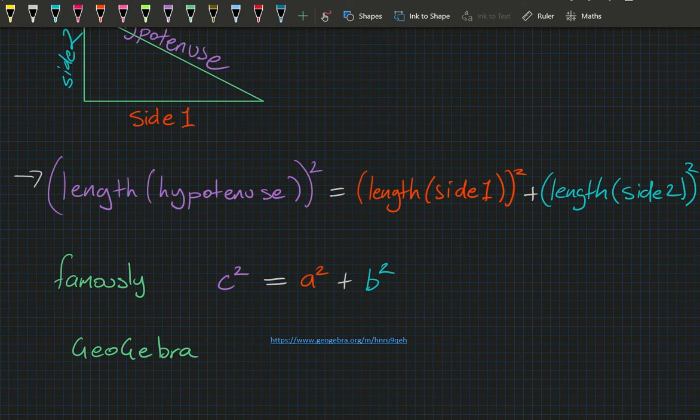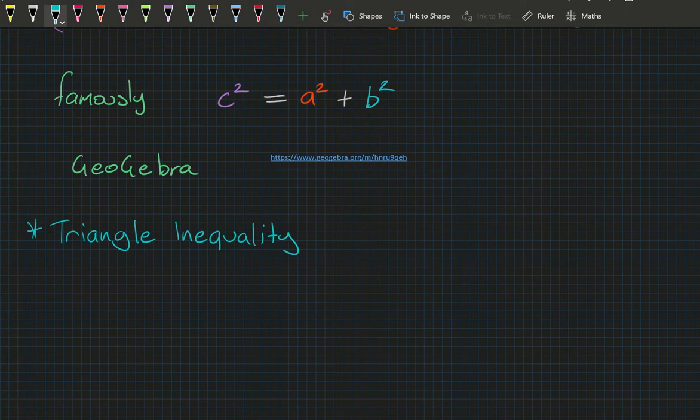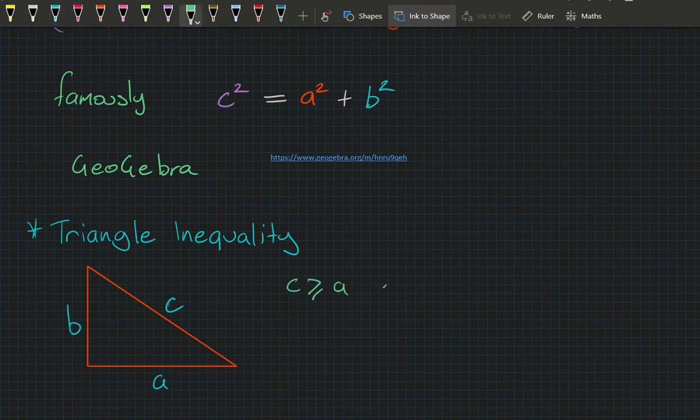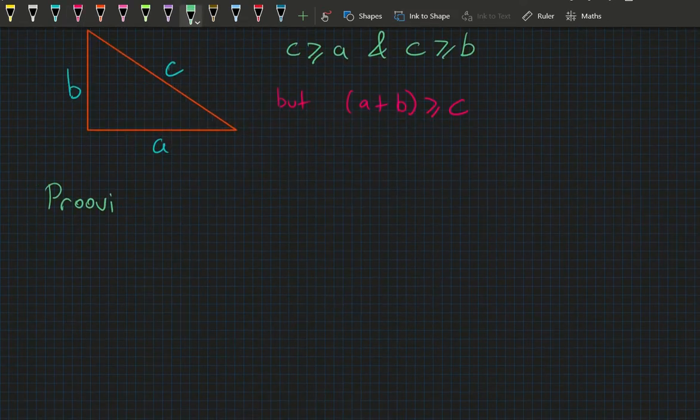But one fun fact we need to remember about right angle triangles is something that's called the triangle inequality, which is for any right angle triangle with hypotenuse C and side lengths A and B, C will be greater or equal to A and B, but A plus B is always going to be greater than or equal to C. This is a very important fact for Pythagoras and for trigonometry. Okay, let's get on to showing why Pythagoras is always true.